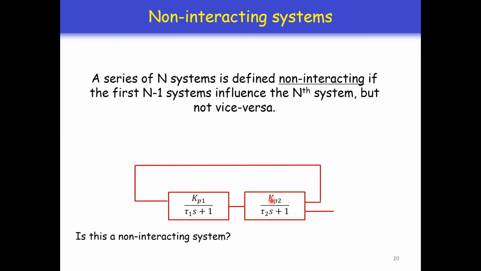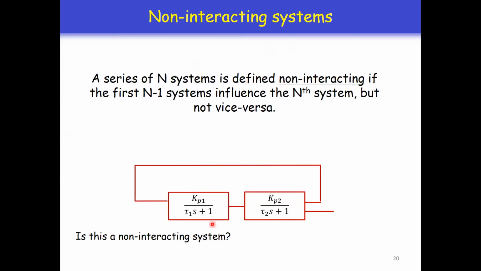So the first basically influences the second, and the second influences the first because there is a recycle. A system like this is called interacting, because the first affects the second, obviously, because it comes first, but the second affects the first because there is a recycle.